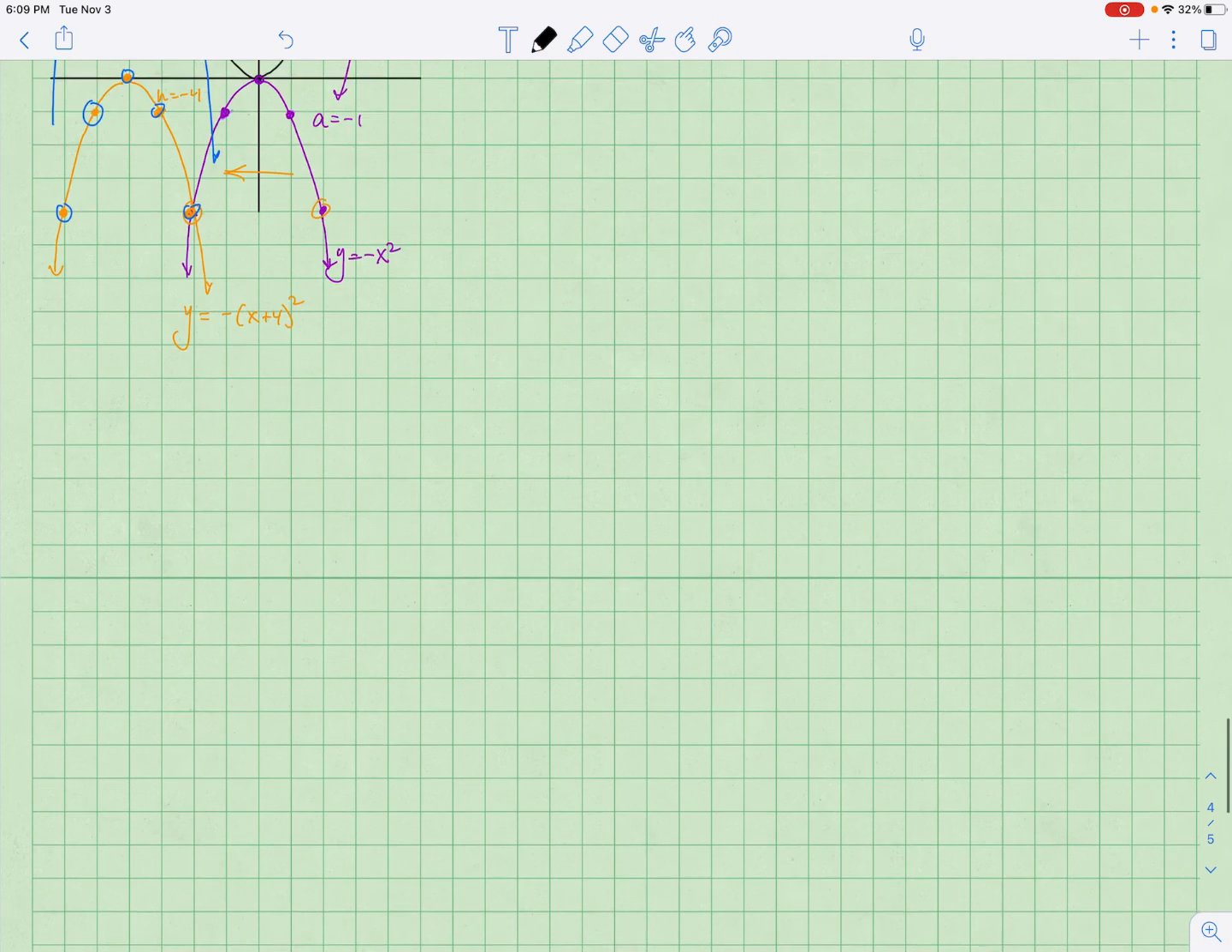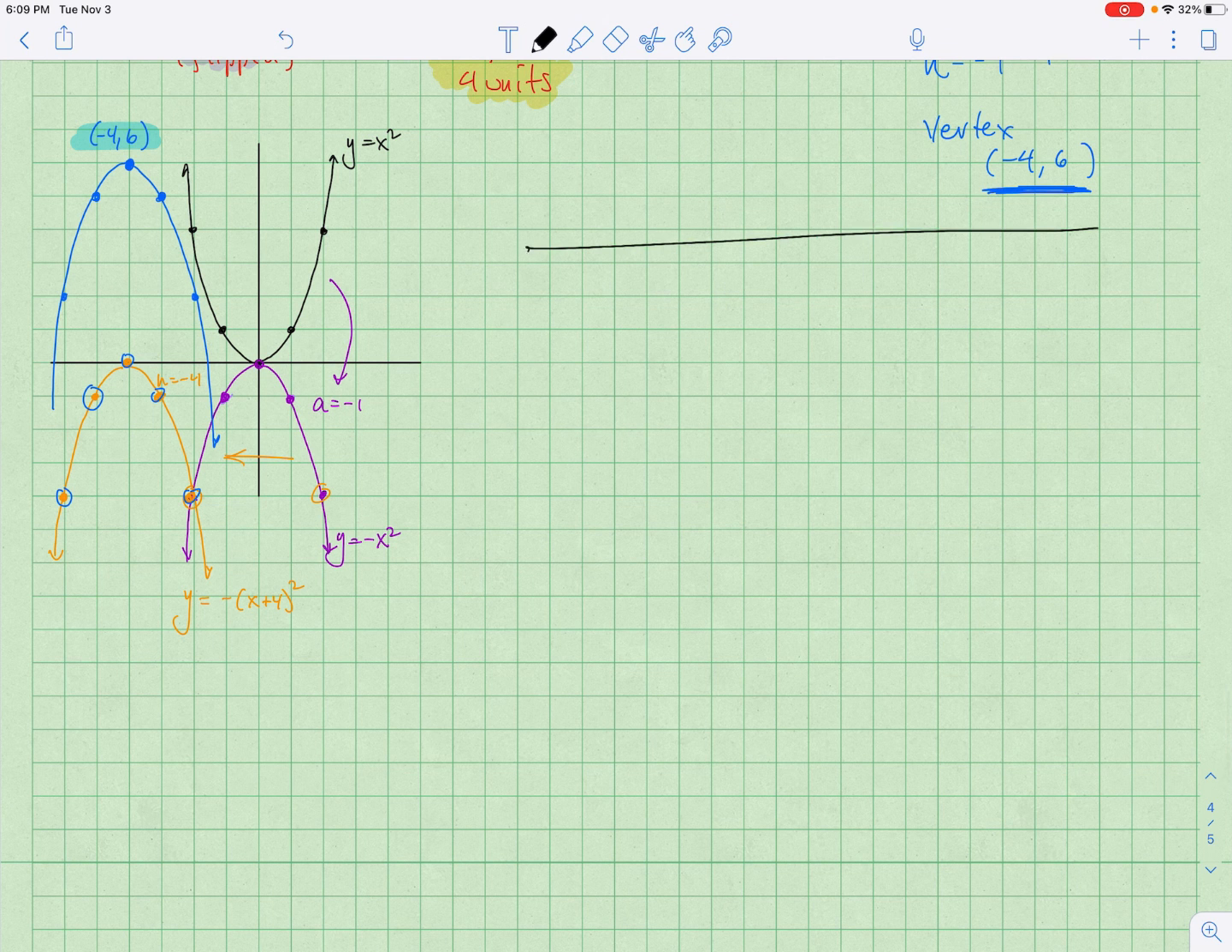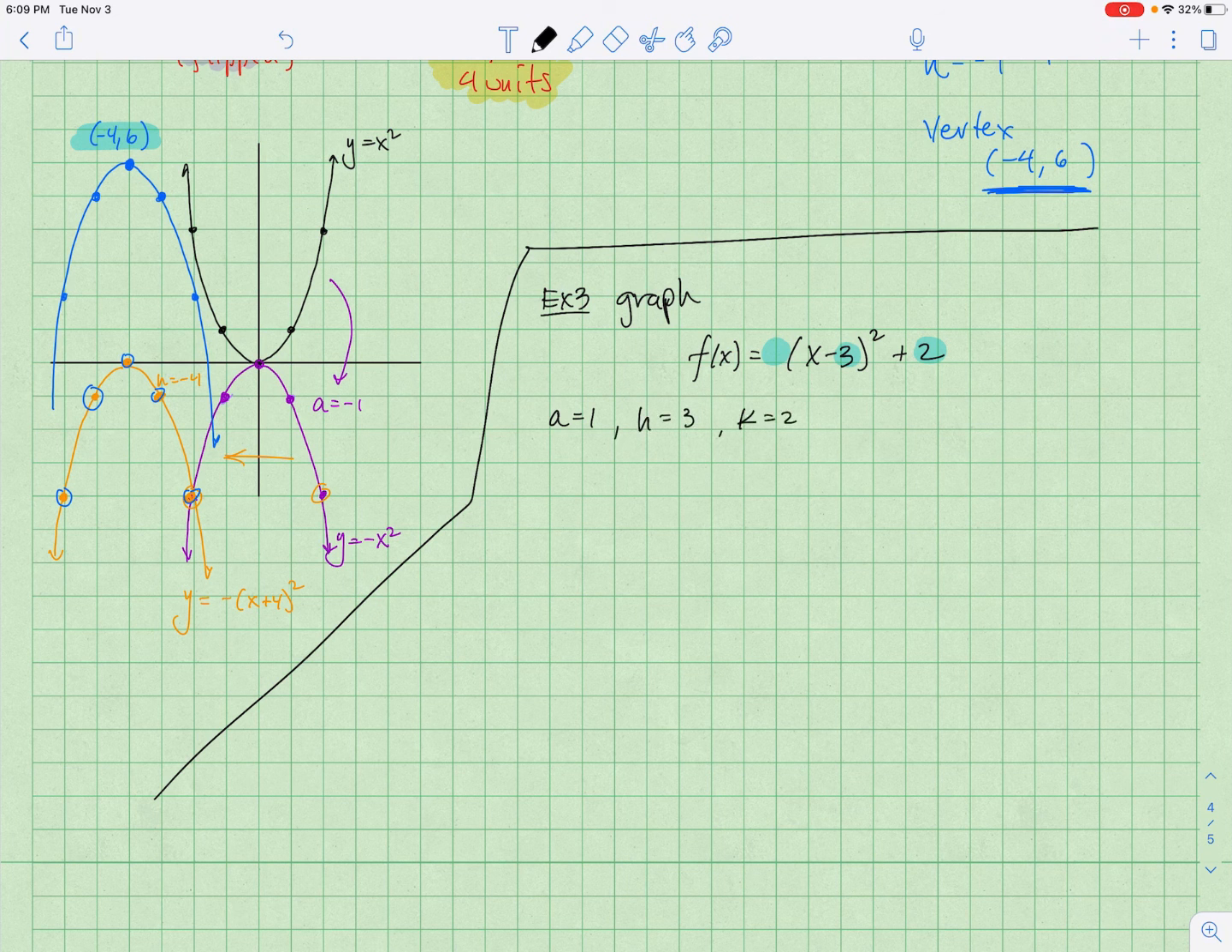For example, let's do an example 3 here really quick. Example 3. Graph f of x is equal to (x minus 3) squared plus 2. If you can look at that and tell me what the h, k, and a values are, you can say a is 1 because there's no real value there, and h is 3 and k is 2, that means that the vertex is (3, 2).